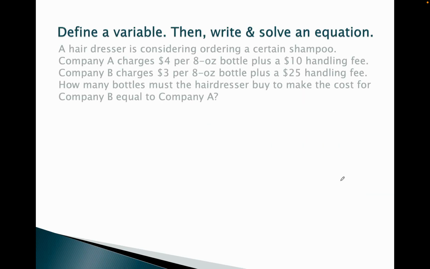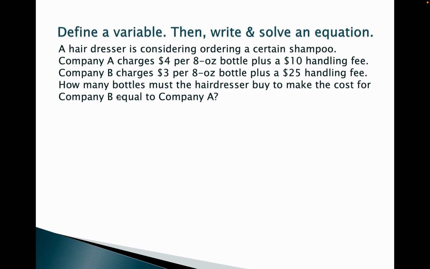In this first example, you should let x equal the number of bottles that the hairdressers are purchasing from company either A or B. Your equation would be 4x plus 10 equals 3x plus 25. When you solve that, you should get x equals 15 bottles.